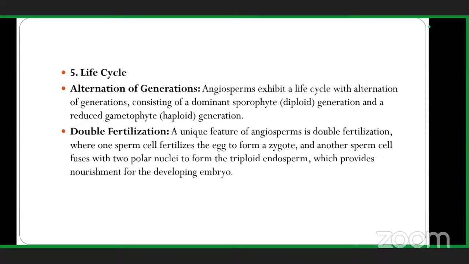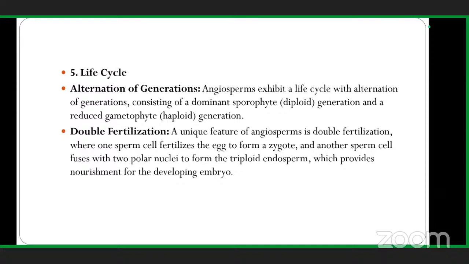Next is life cycle, alternation of generations. Angiosperms exhibit a life cycle with alternation of generations consisting of a dominant sporophytic diploid generation and a reduced gametophytic haploid generation. Same as gymnosperms. Here also you will find alternation of generations, and the dominant phase will be the sporophytic, the plant phase, which is diploid, twice n, and the gametophytic is reduced, meaning a short period of time, meaning production of ovule and sperm. There is a short phase which is haploid.